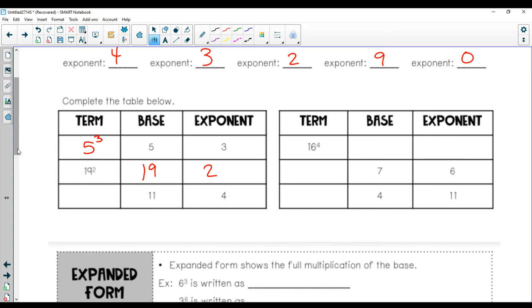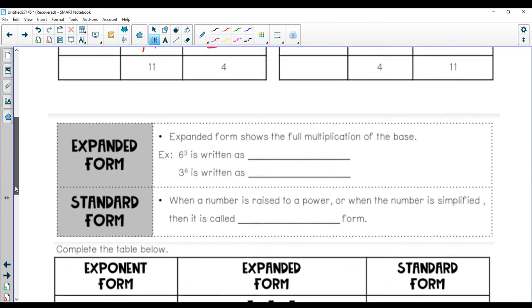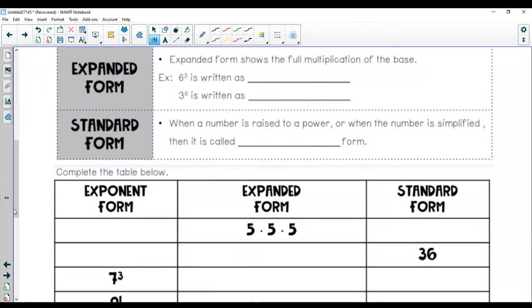All right. We good? All right. Turn the page. And up at the top of the page, we've got 2 more vocabulary words. We've got expanded form and standard form. Expanded form is when we multiply out the exponent like we did on the other side. So for example, we have 6 raised to the 3rd power. So what's the number we're multiplying? 6. How many 6s are we going to have? 3. So 6 times 6 times 6.